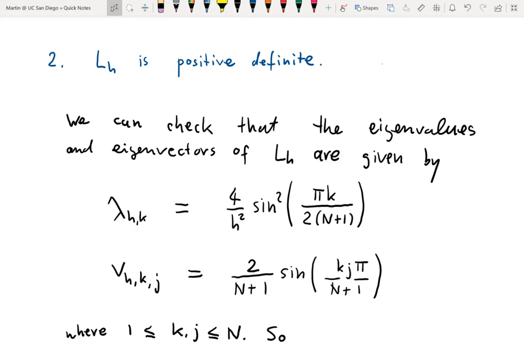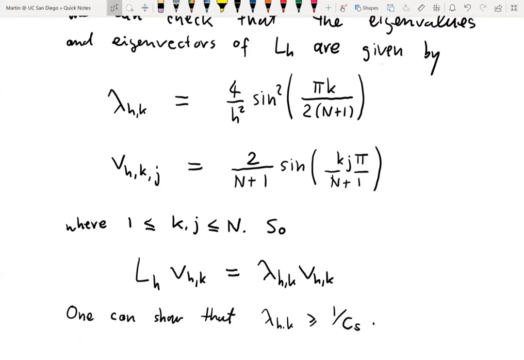Okay, what actually matters here are the eigenvalues. Namely, one can show that the eigenvalue lambda h index k is bounded from above by some positive constant, 1 over cs. That constant 1 over cs does not depend on the step size h. Let me say a few words about why that is true.